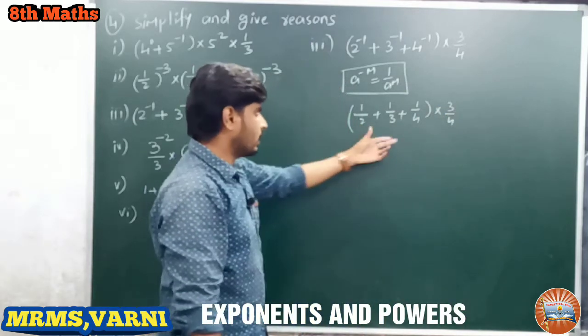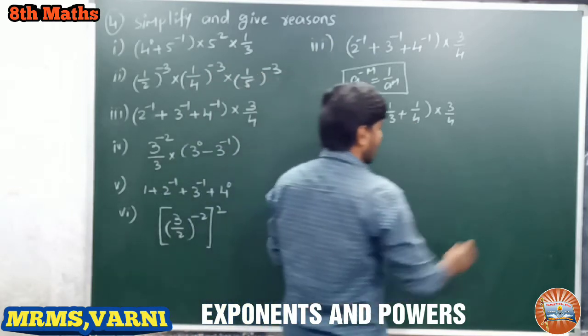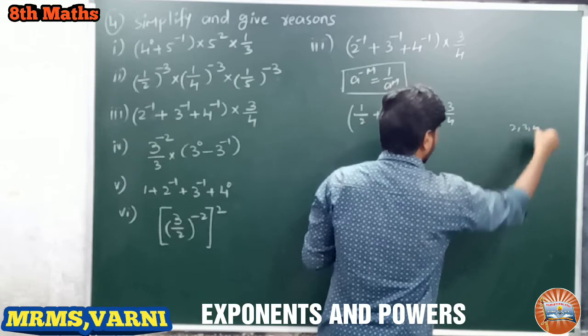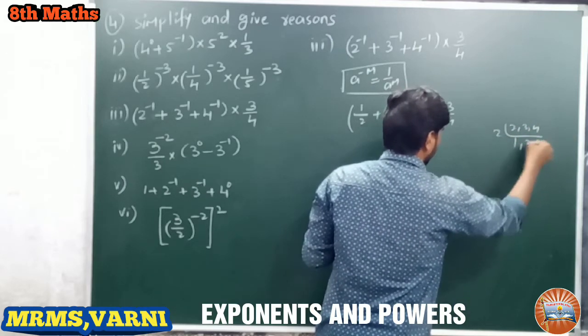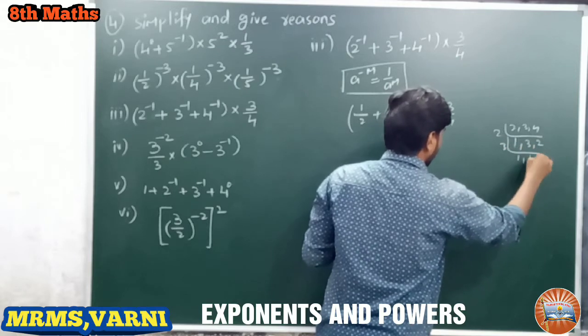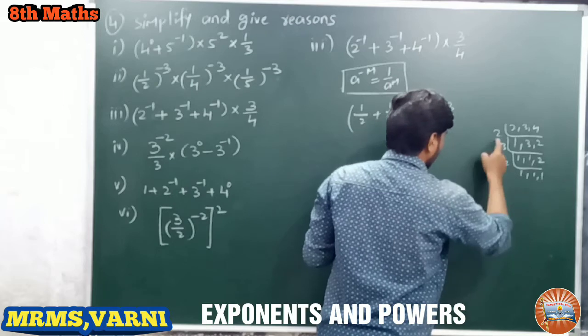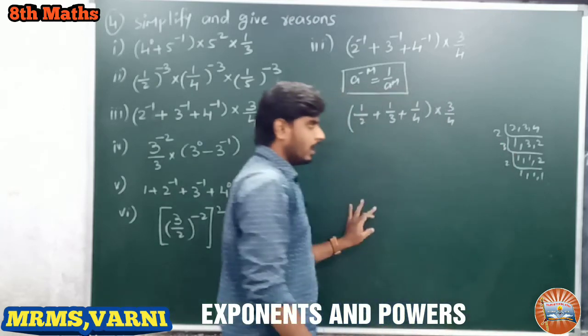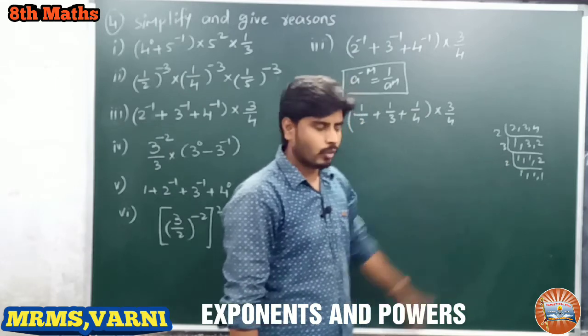Now we have to add these 3 fractions. So 2 comma 3 comma 4. So LCM of 2 comma 3 comma 4 is nothing but, we get here 2 ones are 2, 3 as it is, 2 twos are 4, 3 ones are 3, 2 as it is. Next, 2 ones are 2, 3 are 6, 6 twos are 12.